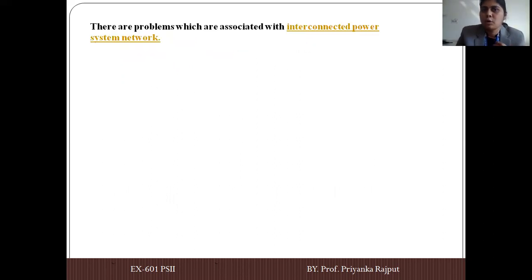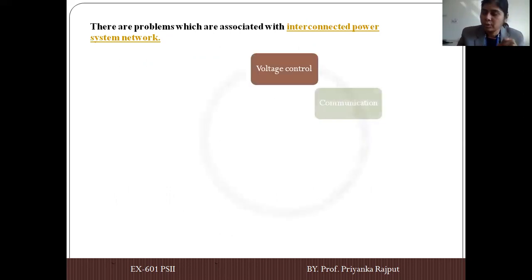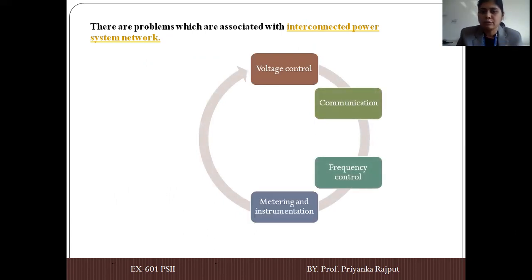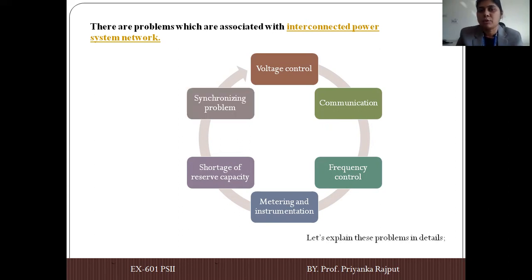Now, there are problems associated with the interconnected power system network. First one is voltage control, second is communications, third is frequency control, fourth is metering and instrumentation, then storage and reserve capacity, and the last one is the synchronizing problem. These are the different types of problems which we will face in the interconnected system. So that is all for today's lecture. In the next lecture, we will discuss all these problems one by one. Thank you so much, everyone.